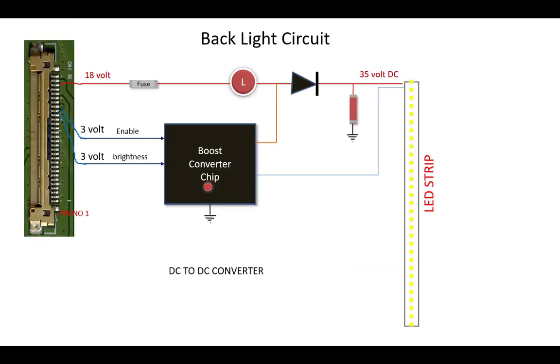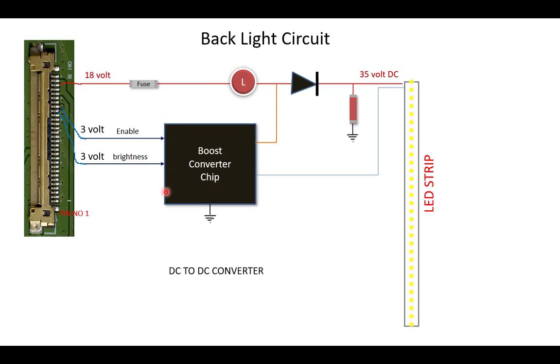Now, how does the backlight circuit on the screen work? There is a circuit called the DC to DC converter. The DC to DC converter is a circuit which generates a DC voltage and boosts the voltage. Now here is my 30 pin connector. From the 30 pin connector, pin numbers 26, 27, 28 are the 18 volt, and this 18 volt comes via this fuse, and here is a coil, and here is a boost converter chip.